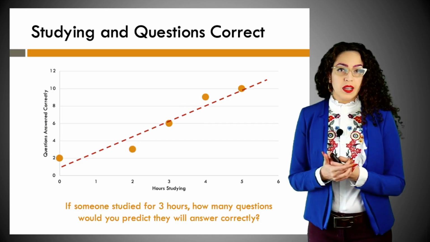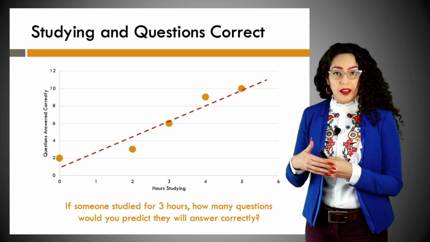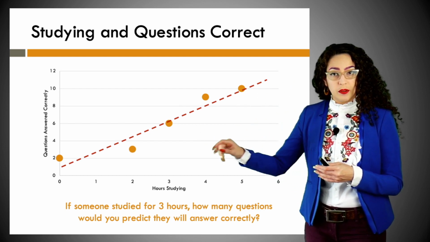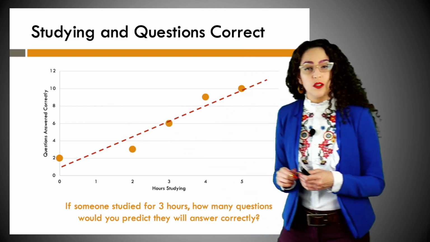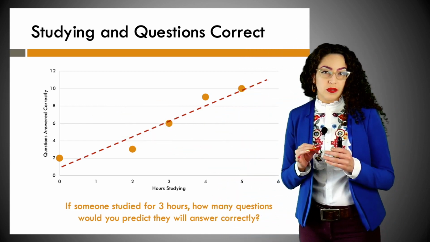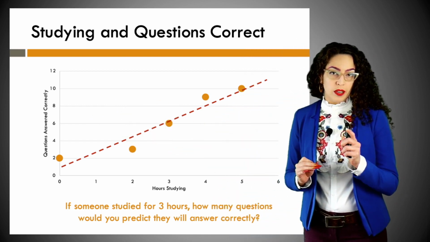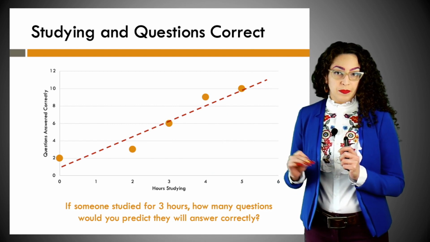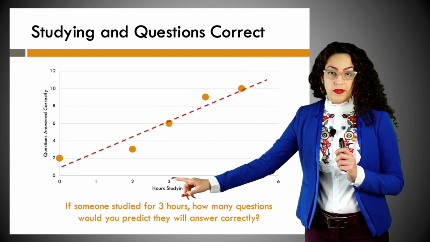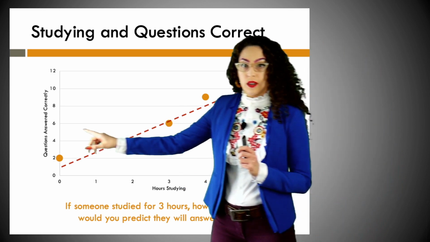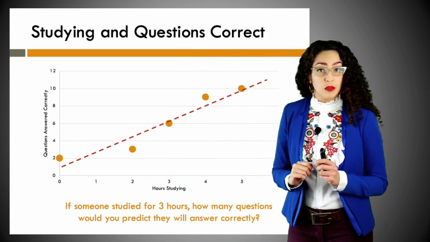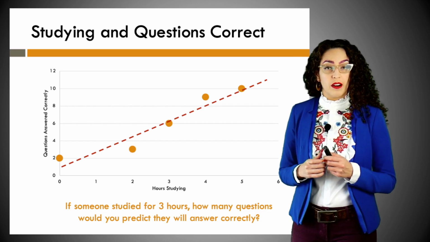answer correctly. Let's look back at our old example where we have this line for the correlation and we have hours studied on the x-axis and the number of questions correct on the y-axis. If someone were to have studied for 3 hours, how many questions would you predict that they get right? Well, you can look here at 3. If we go straight up and we're going to follow this line, we go all the way across, we see that they would get about 6 right. That's what we would predict based on our information.